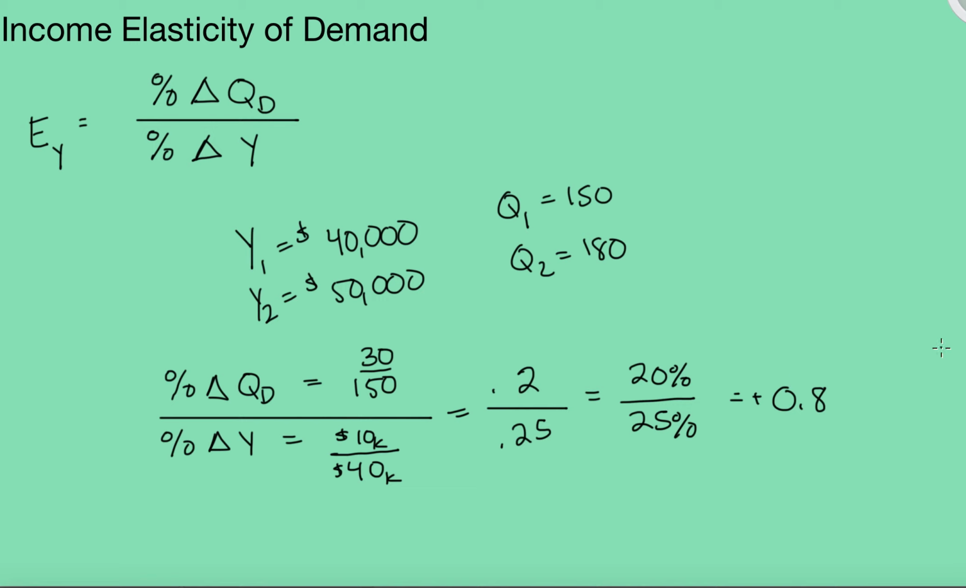So this is a different way to solve it. This is a little bit more traditional way to solve it. This is the way that I would solve it, looking at the income elasticity of demand.